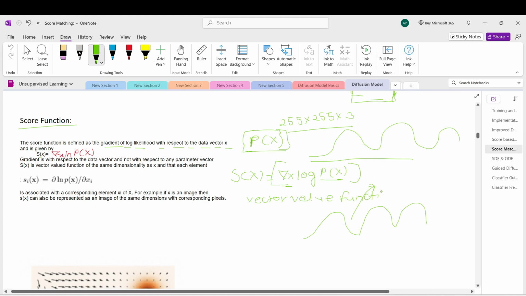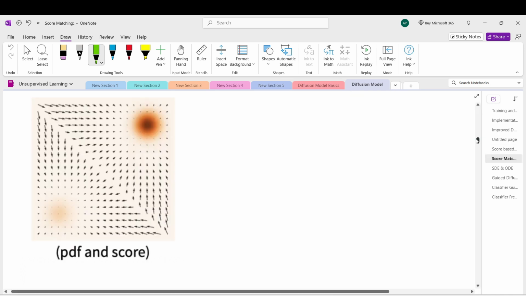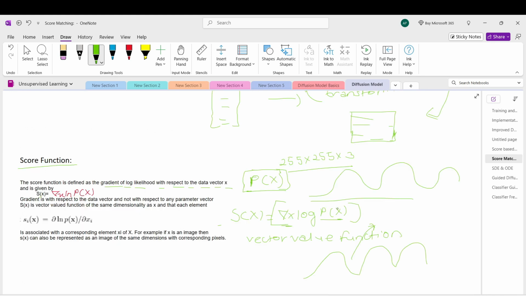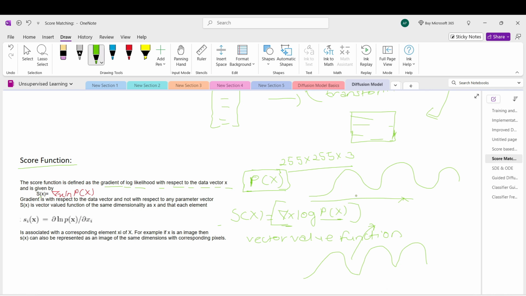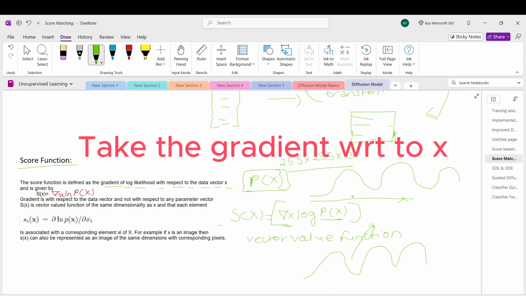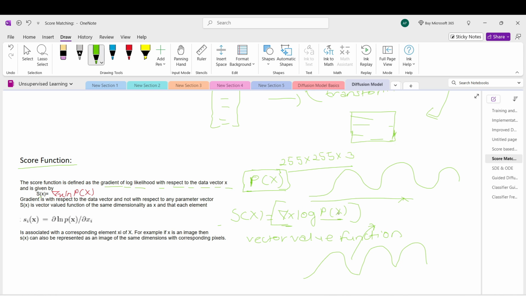This is a vector valued function, and if we take the gradient, it will give something like the score function. The scalar function p of x will give some scalar value, some probability, and the highest probability is here. If you take some random variable x and put it into this p function, it will give some scalar value, and if you differentiate, it will give the direction in which you have to move to maximize this. So it will give the direction where there is a high density.